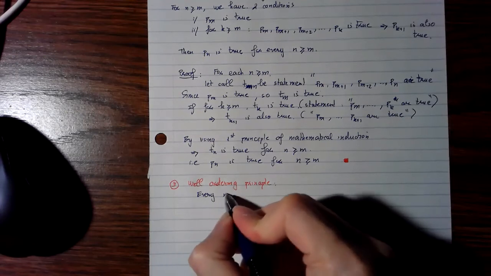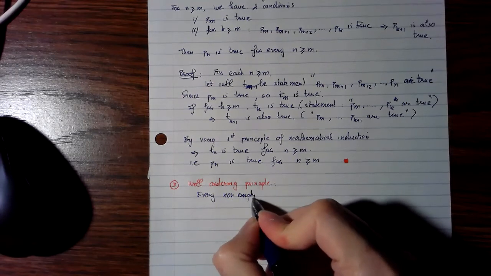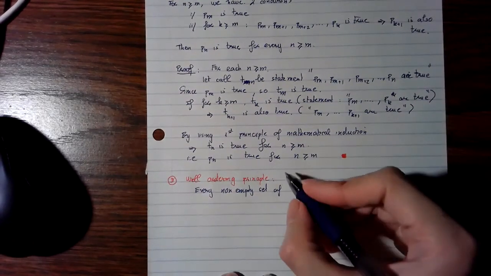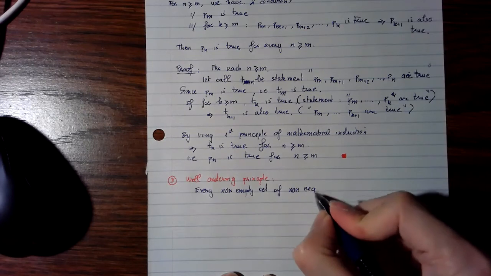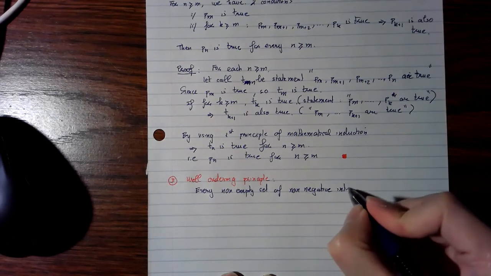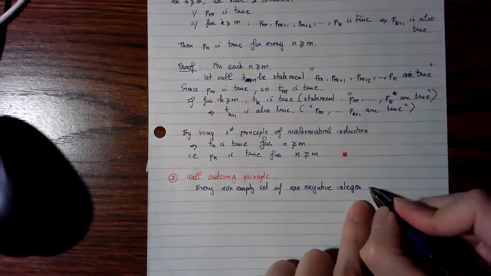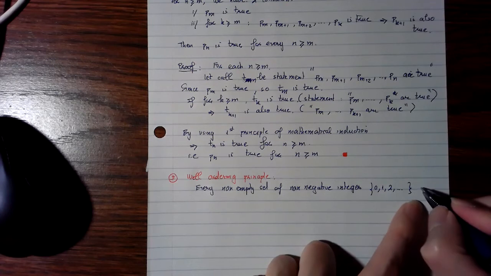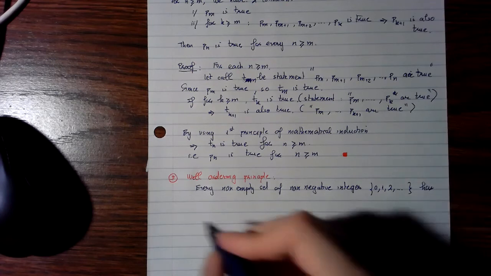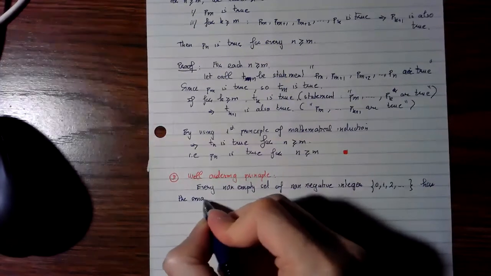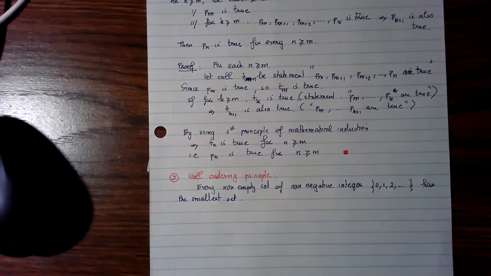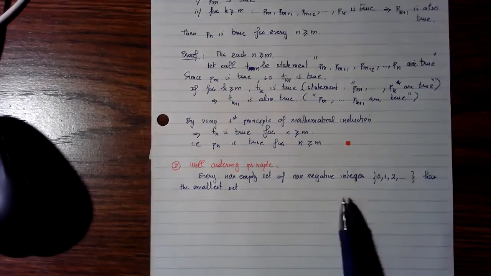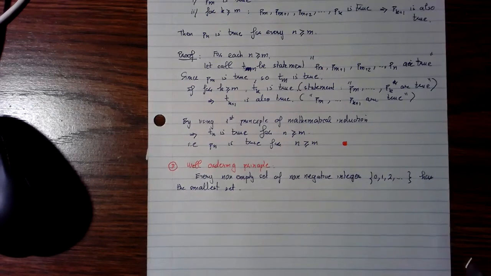Every non-empty set of non-negative integers, non-negative integers meaning the set 0, 1, 2, and so on, has the smallest element. Okay, so last time we talked about the WOP with the set from 1 to infinity only. So in this video, I'm talking about the set from 0 to infinity.